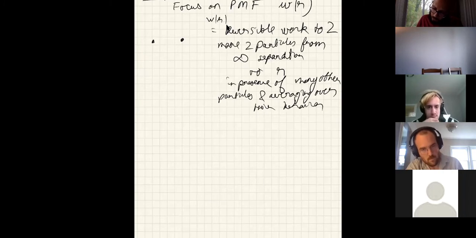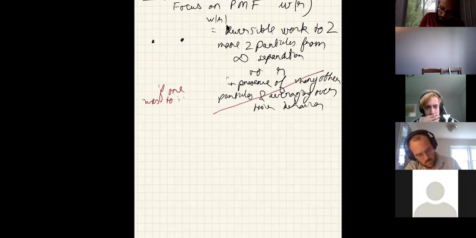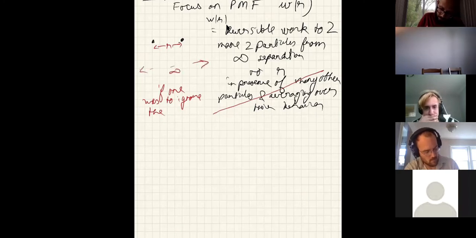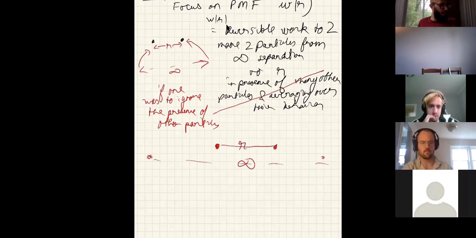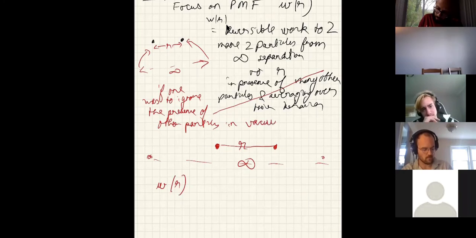If one was to ignore the presence of other particles, here we are talking about separation of R starting from a separation of infinity. If you thought about bringing two particles from all the way out at infinity to a separation of R, then the problem should be simpler. What would be the W of R in this case? So let's say this is vacuum, there is nothing else. W of R in this case, assuming pairwise interactions between the particles, what should be the value?